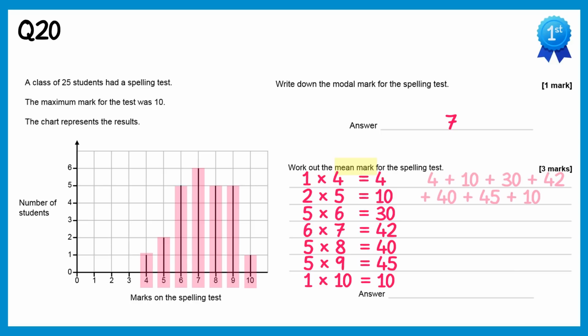So if we add all of these up, we'll get the total marks, which is 181. We then need to divide this by how many students there were. We could achieve this by adding up all of the frequencies highlighted here, or we were just told this in the question. It said there were 25 of them. So 181 divided by 25 gives you 7.24.